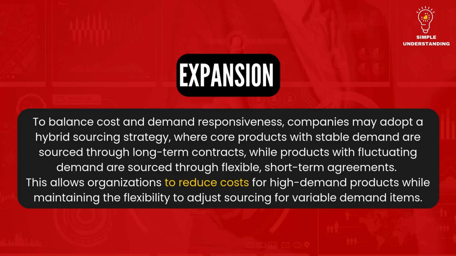Expansion. To balance cost and demand responsiveness, companies may adopt a hybrid sourcing strategy, where core products with stable demand are sourced through long-term contracts, while products with fluctuating demand are sourced through flexible, short-term agreements. This allows organizations to reduce costs for high-demand products while maintaining the flexibility to adjust sourcing for variable demand items.